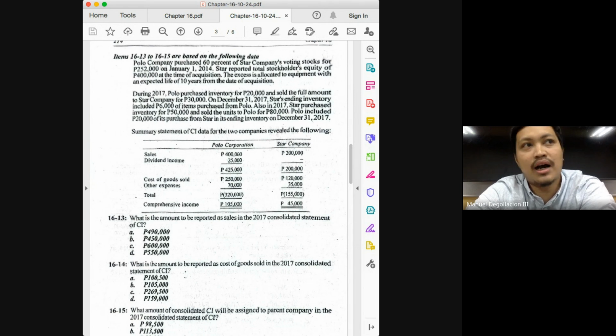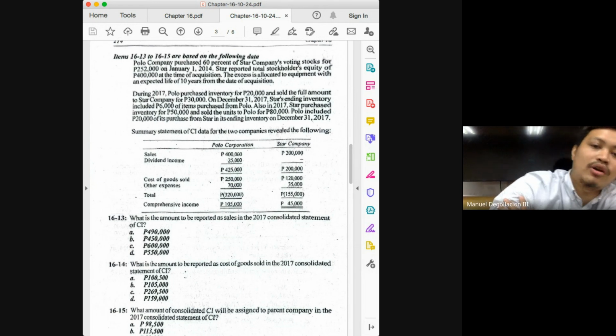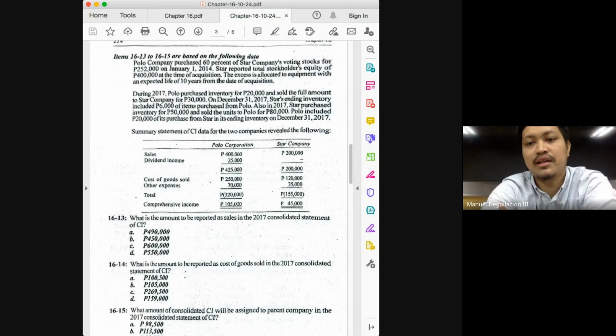And what are you supposed to add? Add the sales of the parent with the sales of the subsidiary and deduct intercompany sales, class. No multiplication, no division, class. If this question comes out in any exam, you should not get it wrong, class. How much was the sales of the parent? 400,000. How much was the sales of the subsidiary? 200,000. We will just have to go over the problem to determine how much was the intercompany sale during the year.